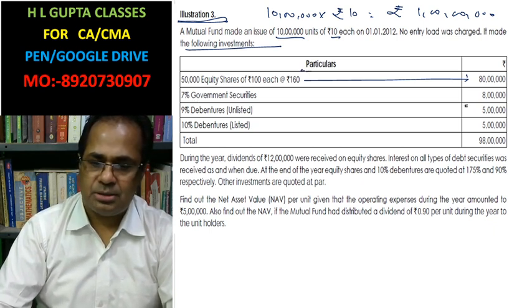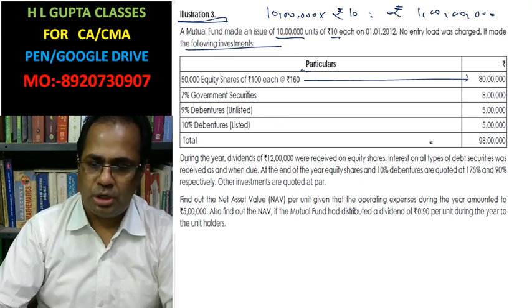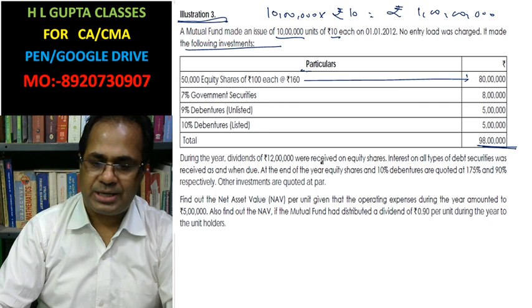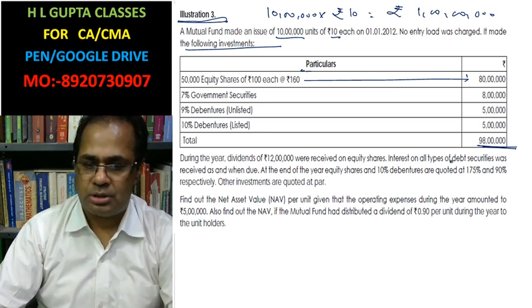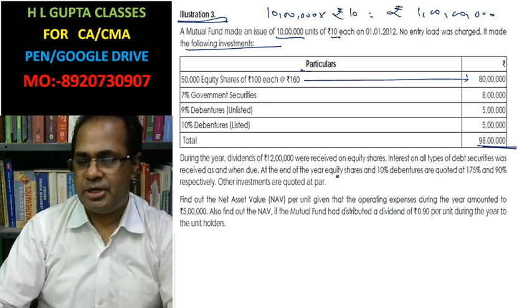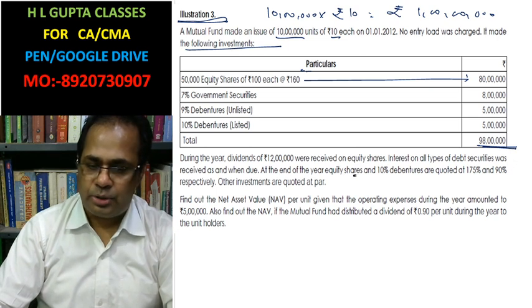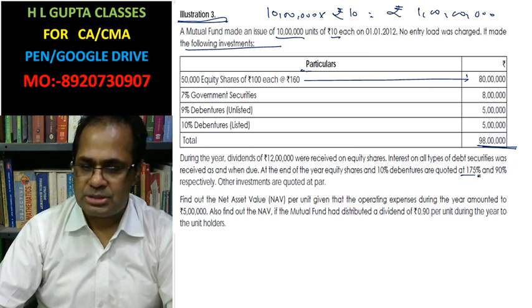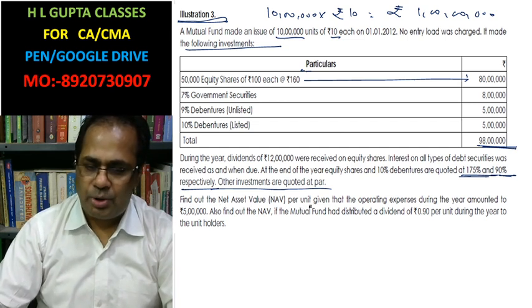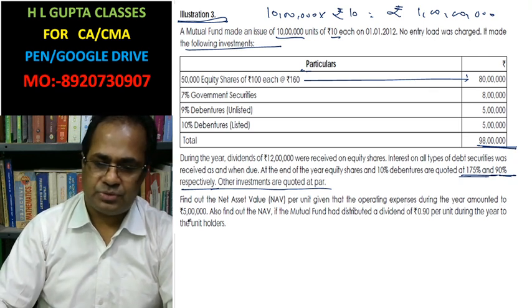7% government securities, 9% unlisted debentures, 10% listed debentures. Now your total investment is 98 lakhs. During the year, dividend of rupees 12 lakh was received on equity shares, and interest on all types of securities was received as and when due. At the end of the year, equity shares and 10% debentures are quoted at 175% and 90% respectively. Other investments are quoted at par. Find out the net assets value per unit, given that the operating expenses during the year amounted to rupees 5 lakh.